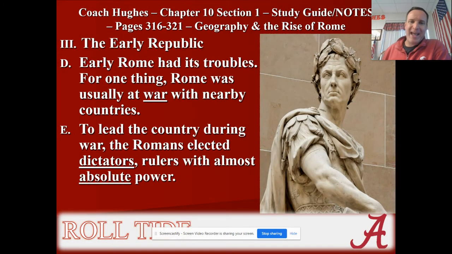Now, early Rome had its troubles. Think about trial and error processes. You kind of got to get your footing together. Which way are we going to go? How are we going to start? For one thing, Rome was usually at war with nearby countries.